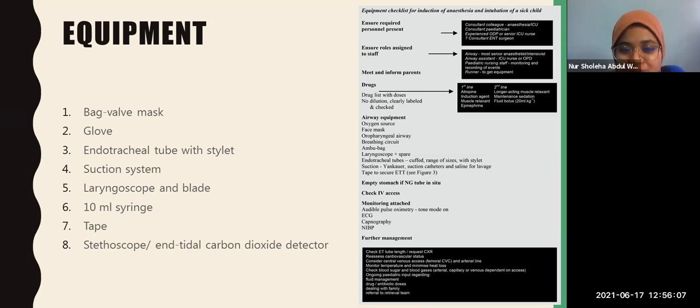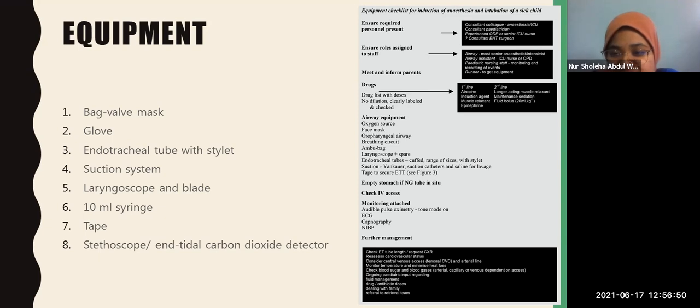There are several anesthesiologists who use the Macintosh or curved blade in all children over 1 year old, but there are some other anesthesiologists who will use the straight blade or the Miller blade until 5 years old. So it differs between the anesthesiologists. Next is the 10 ml syringe if we use the cuffed ET tube. Next is tape, and lastly the stethoscope or end-tidal carbon dioxide detector.